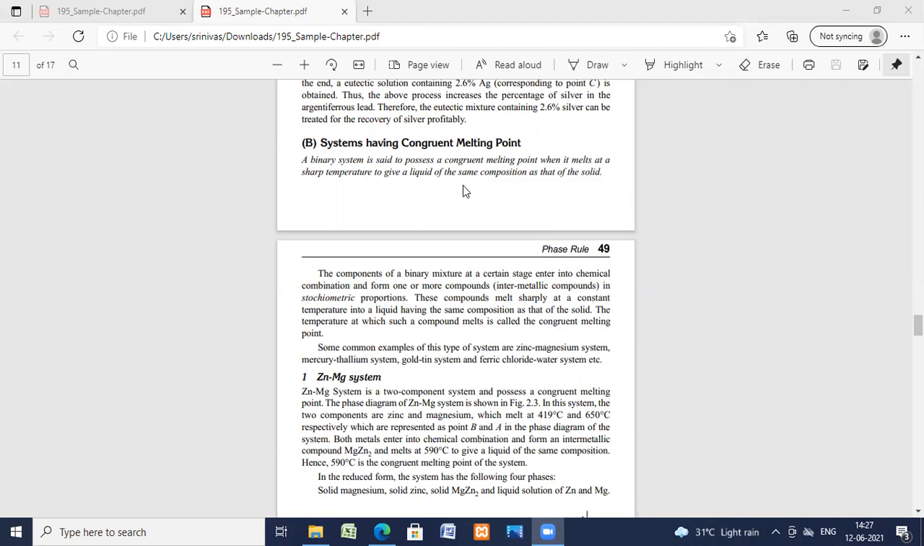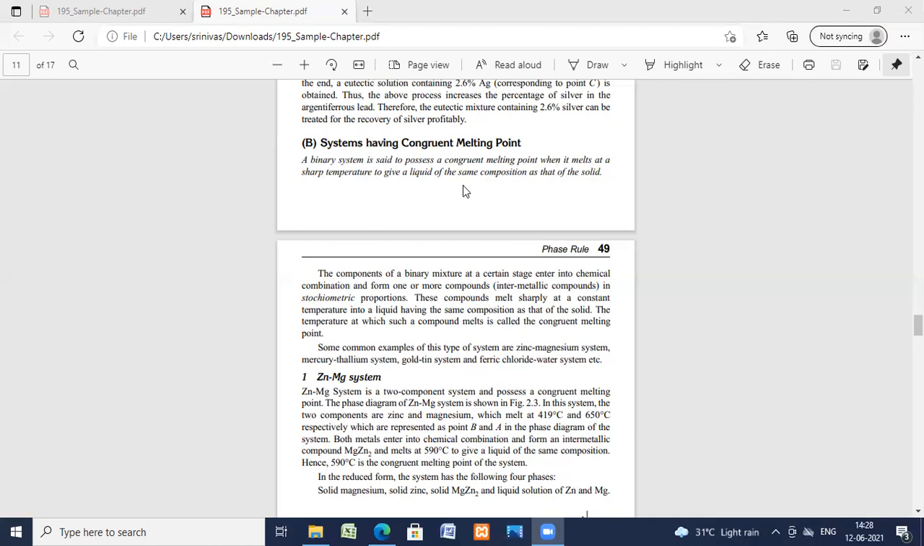Phase is a part of a system which is homogeneous, physically distinct by boundary surface, and it is mechanically separable from other homogeneous parts of the system. Take the example of a mixture of two or more gases, or a mixture of two or more miscible liquids that are homogeneous. So the phase will be 1. For homogeneous, it is 1.